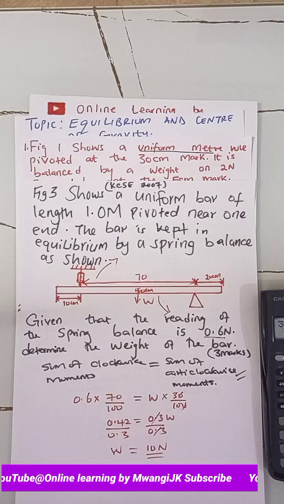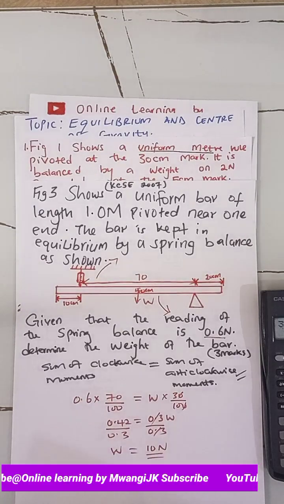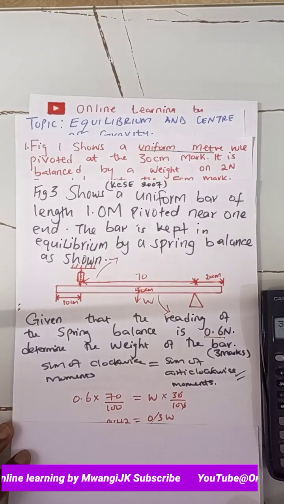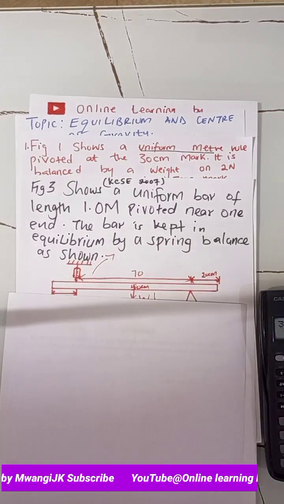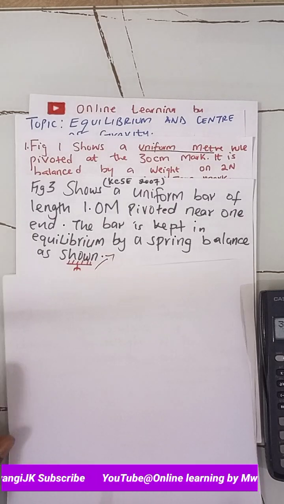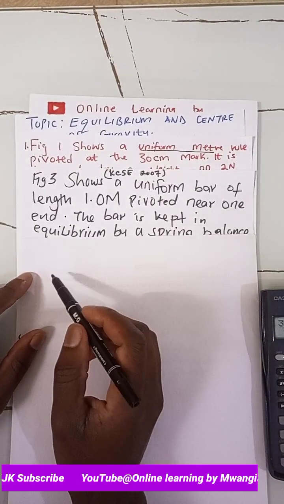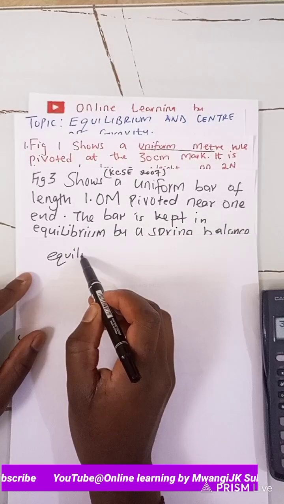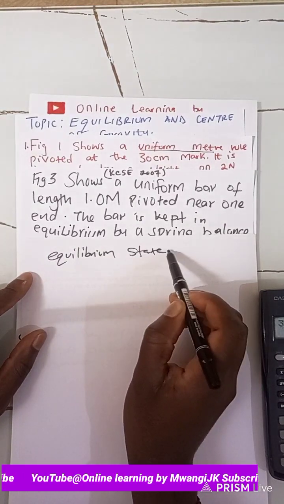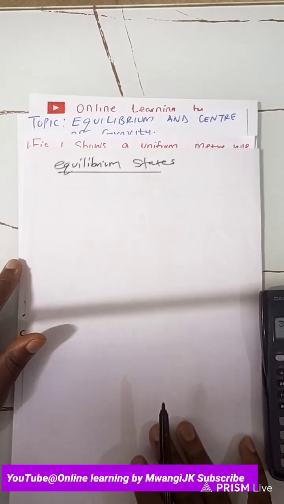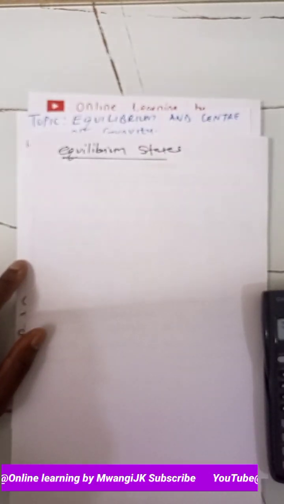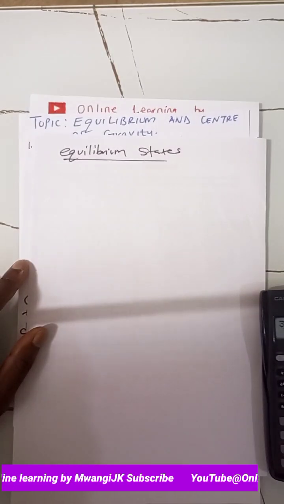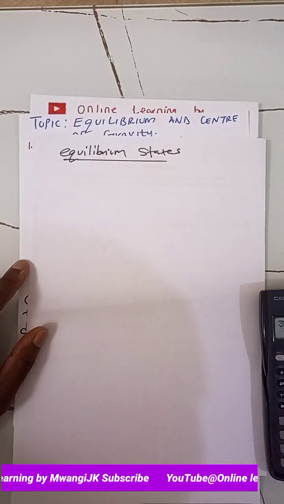Maybe to briefly talk about the other things in the same topic, in about 5 minutes we end. We talk about the equilibrium states. Under equilibrium states, we talk about the types of equilibrium states. We have three states of equilibrium, which are stable, unstable, and neutral. Before we talk about that, the state of equilibrium refers to the state of balance of a body.